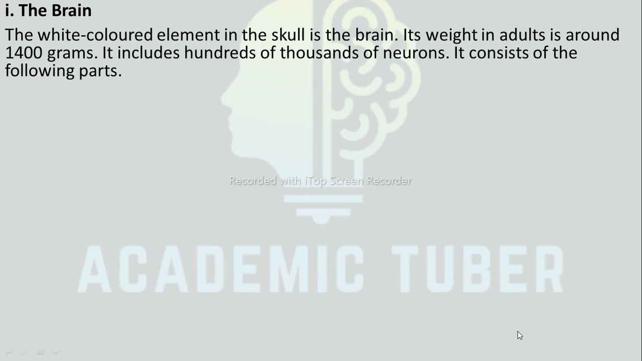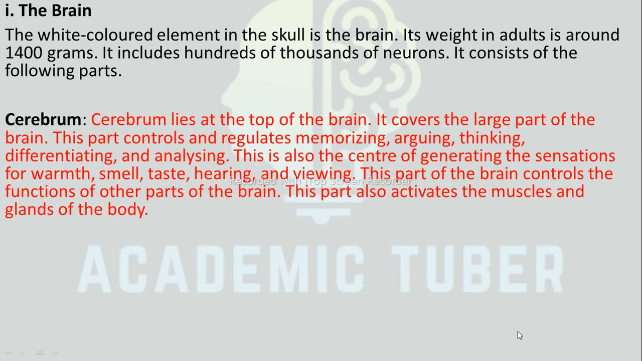Brain. The white color element in the skull is called brain. Its weight in adult is around 1400 grams. It includes hundreds of thousands of neurons. It consists of following parts.